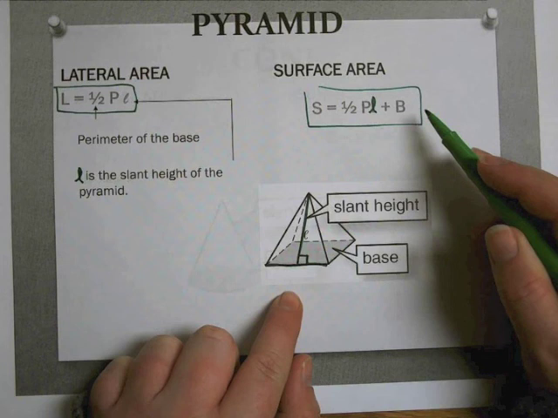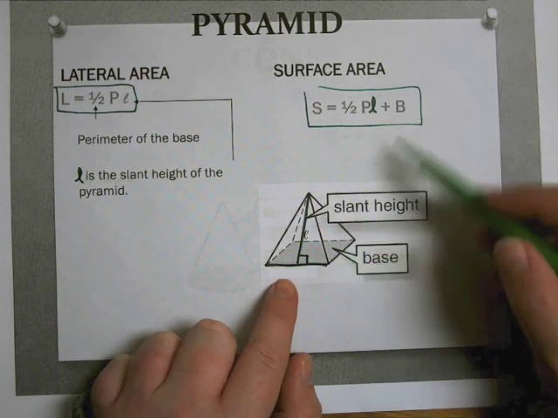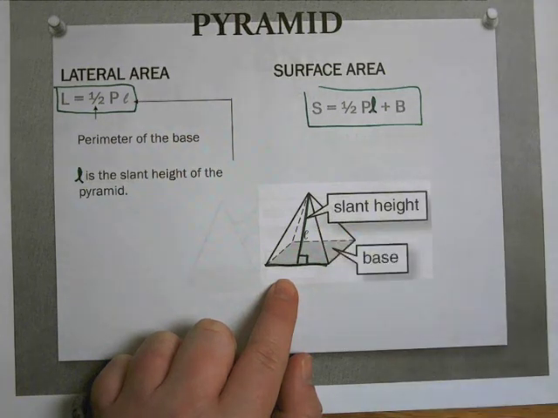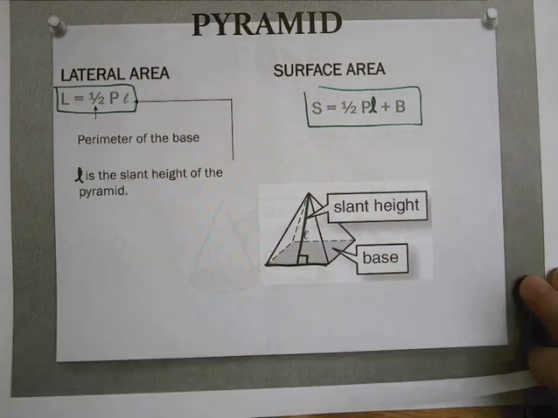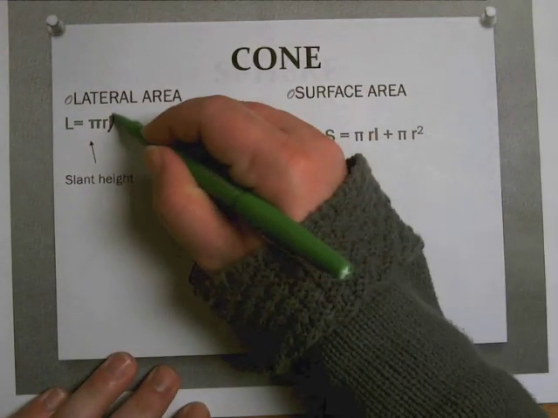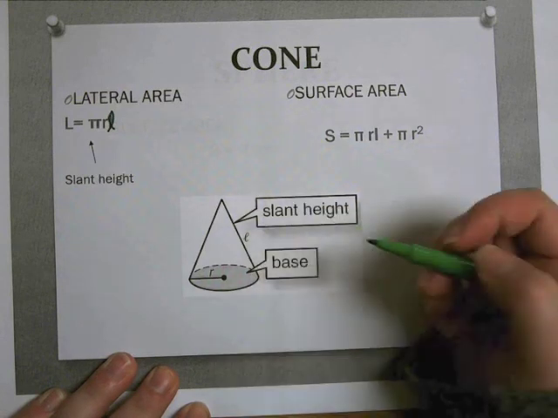Now, with cylinders and prisms, we put a 2 in front of there because we have 2 bases. Notice this time we only have one big B because we only have one base. Cone, same idea. Again, this is our little L, slant height there.